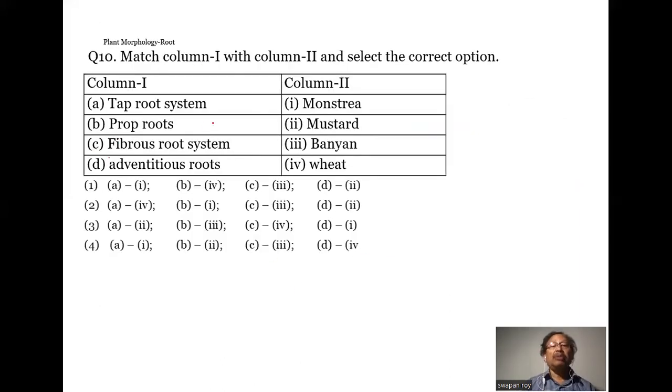Question number 10, match column 1 with column 2 and select the correct option. Column 1 contains the different types of root, and column 2 is the type of plants where these roots are found. So here the taproot system is found in mustard, prop root is found in the banyan, fibrous root system is found in wheat, and adventitious roots are found in monstera. So the correct match is A with 2. A with 2 is only found in option number 3. So the answer is option number 3.